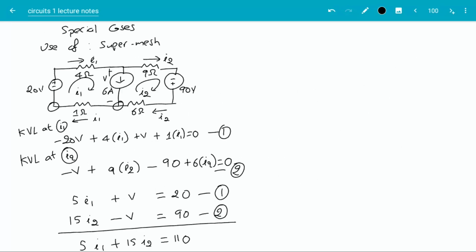If you go back to the circuit, however, you will notice that we have so far not used the fact that there is a current source of 6 amperes. Obviously, our solution cannot be independent of the fact that that current source has a value of 6 amps. That means we have to use that information somehow in our solution.